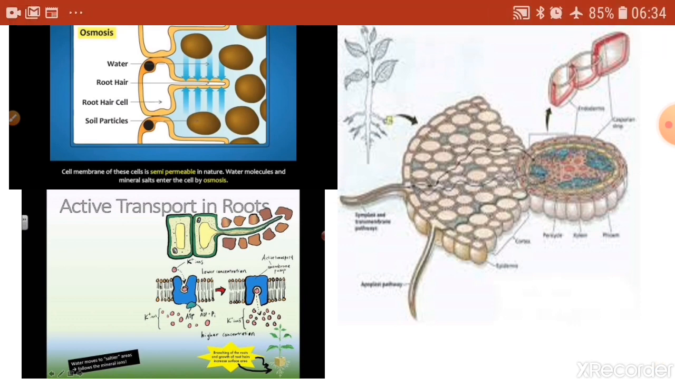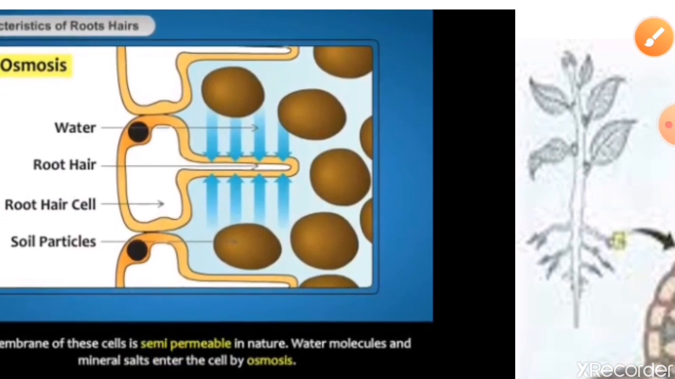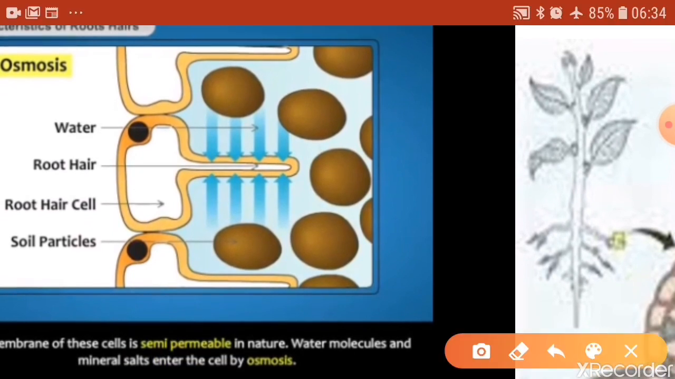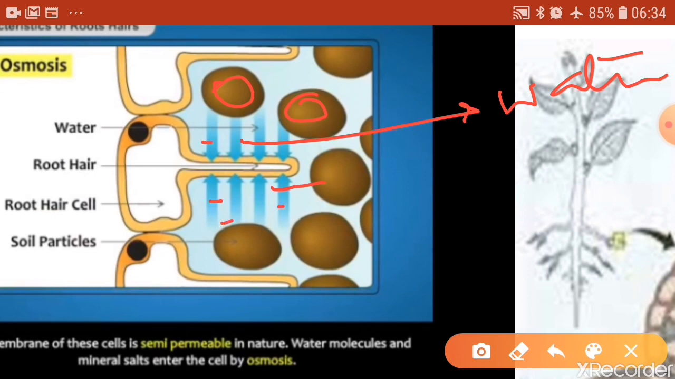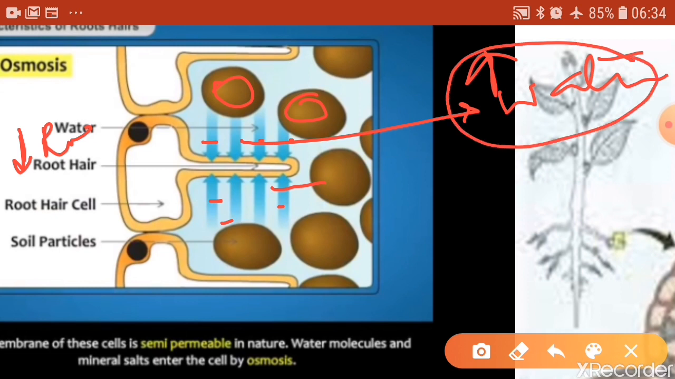So in this diagram of the roots, a small section of the root shows that between the soil particles there is water present, right? The concentration of water in the soil is quite high when compared to the interiors of the roots, and because of this, water from the region of higher concentration in the soil moves to the region of lower concentration present in the root cell, through the semi-permeable membrane. That is, water moves into the roots by the process of osmosis, right?